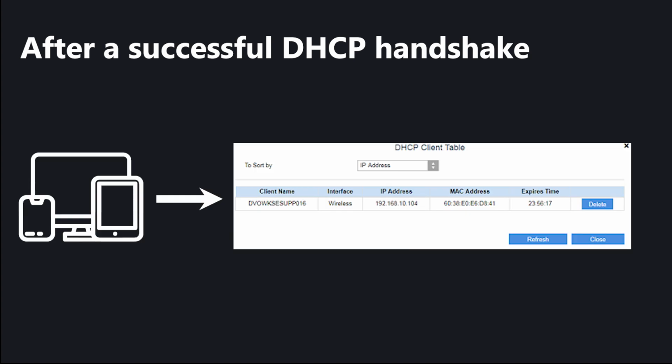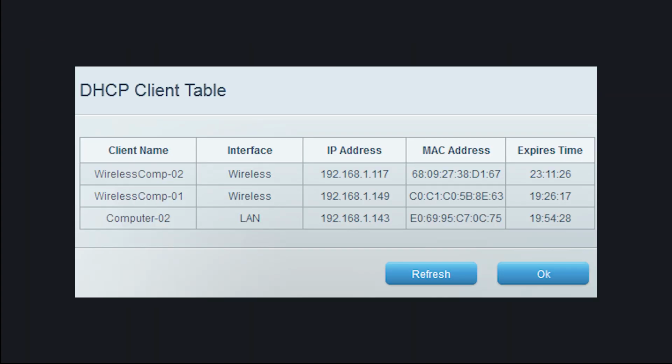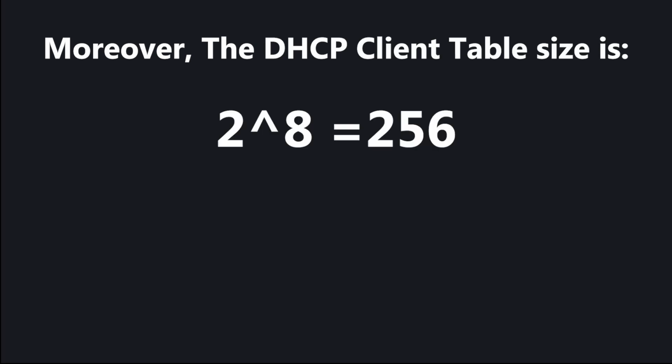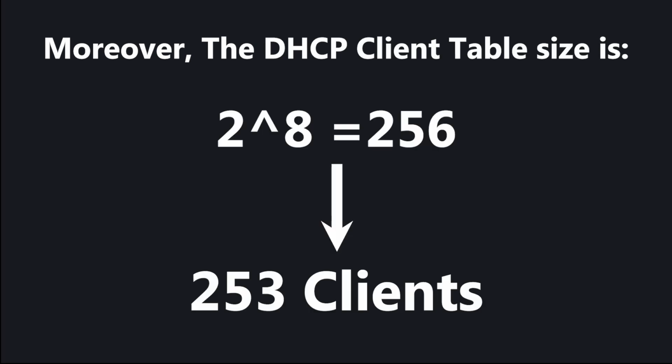After a successful DHCP handshake, the device is stored in the DHCP client table. The DHCP client table contains information about the devices connected to the router, either wired or wirelessly. It displays the name of the device, the interface it is connecting to, the duration until the connection expires, and the assigned IP and MAC addresses. Moreover, the DHCP client table size is 256, but it can only store a maximum of 253 DHCP clients.